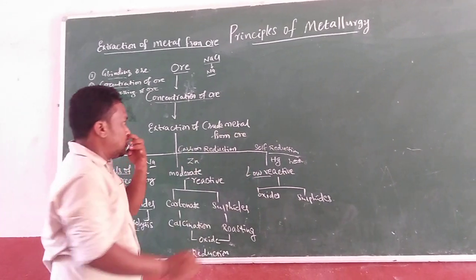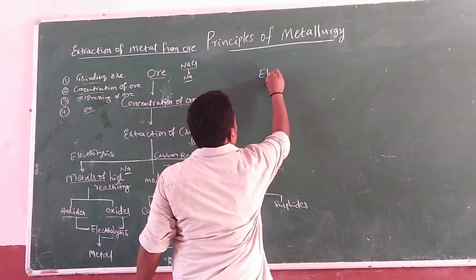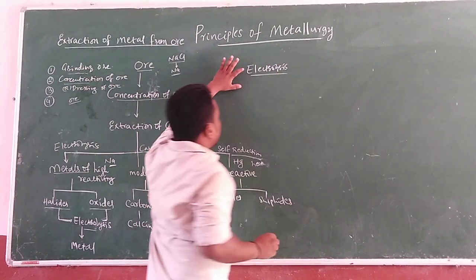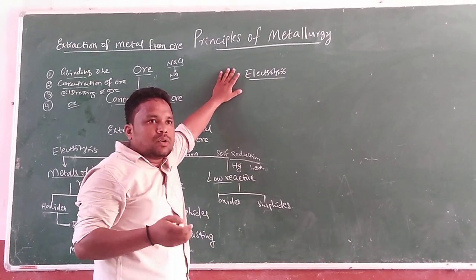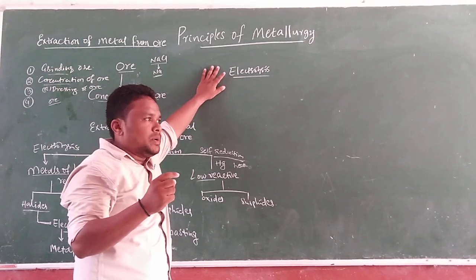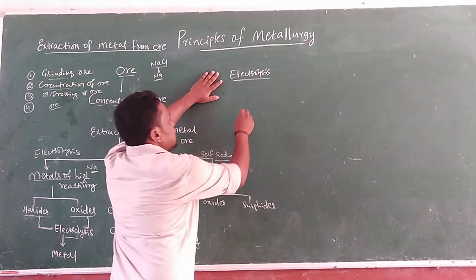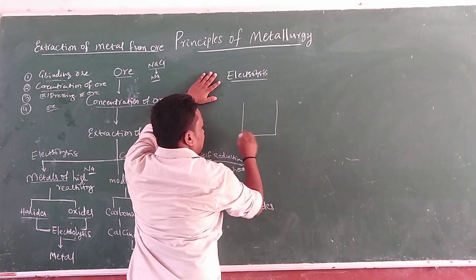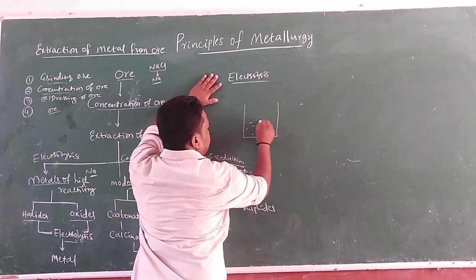Now we are going to see about electrolysis. From this process we are going to get a high reactive metal from its ore. Here, consider that this is water, and one beaker is there. Then we need to take molten NaCl.